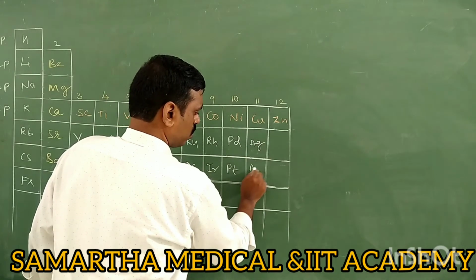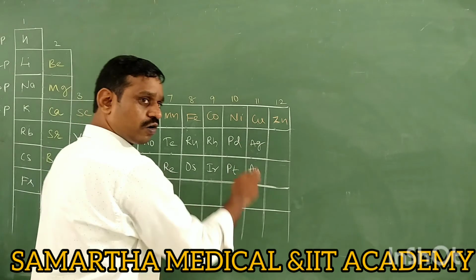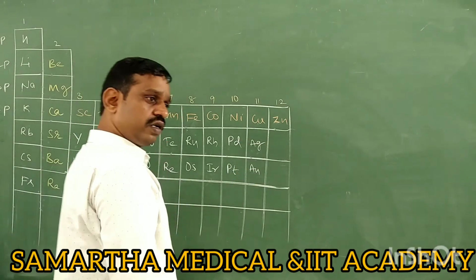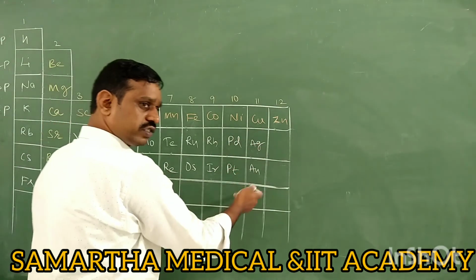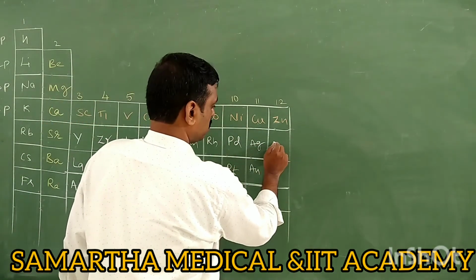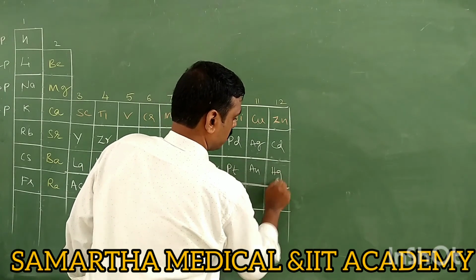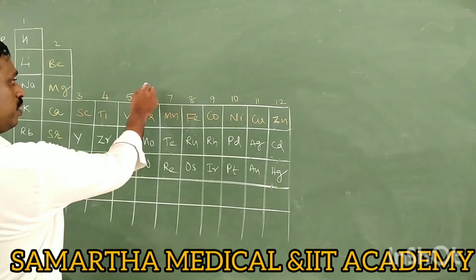Copper, silver, gold. These are the coinage metals, no? Copper, silver, gold are called coinage metals. Earlier, they were used to make coins. Copper coins, silver coins, gold coins. Coinage metals. Next, zinc, cadmium, mercury. Right? Okay. So that is about D block.